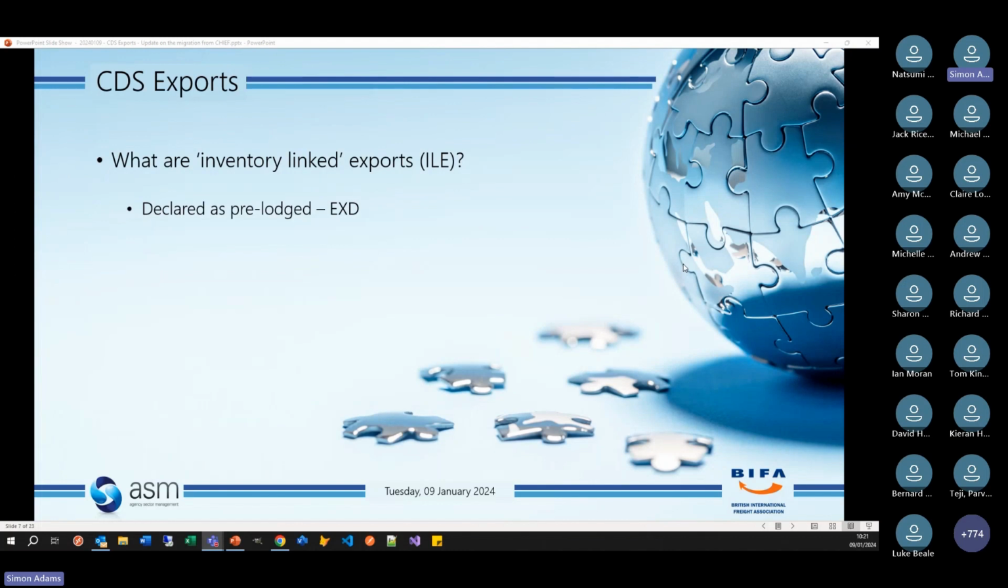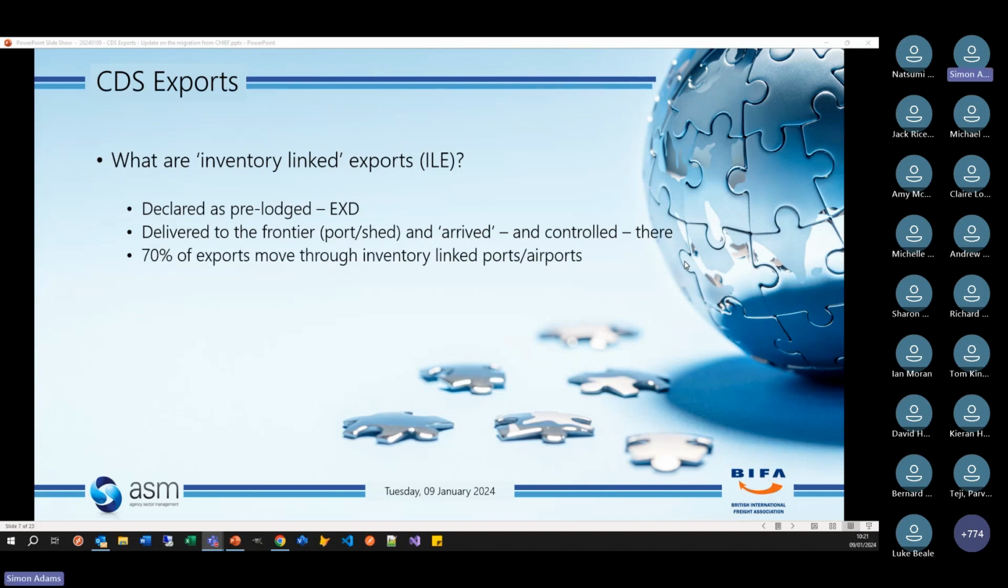So generally, inventory linked exports are declared as pre-lodged, so EXD in box 1. They are then delivered to the frontier and arrived at the frontier. So the port or the shed or the wharf or whatever arrives the goods once they get to the frontier, and they get controlled from there on in. So 70% of all exports move through inventory linked ports and airports. So that is the bulk of exports, and that's the bulk of the migration we're now looking at in the next few months.